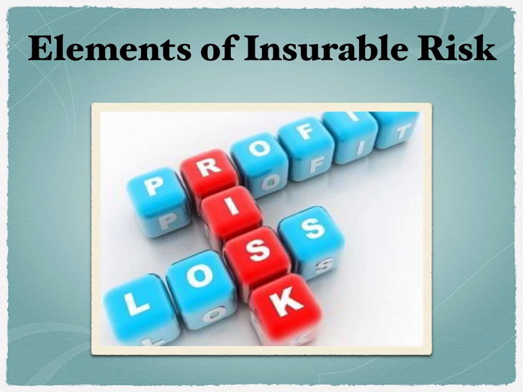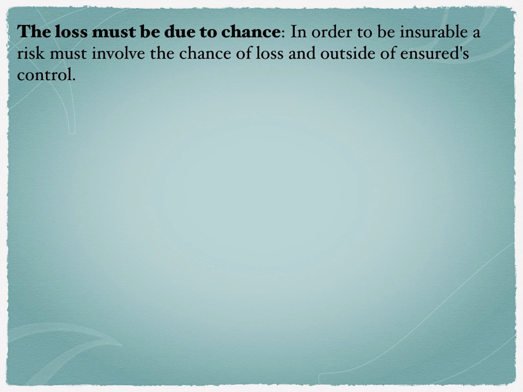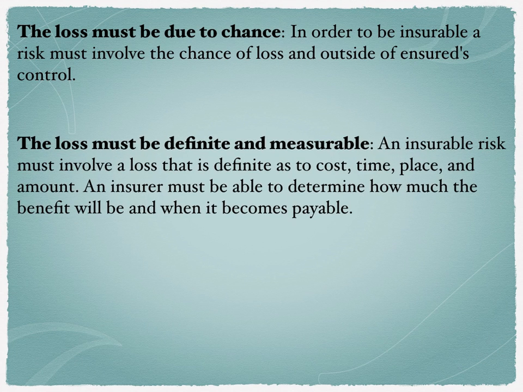Elements of insurable risk. The loss must be due to chance. In order to be insurable, a risk must involve the chance of loss and be outside of the insured's control. The loss must be definite and measurable. An insurable risk must involve a loss that is definite as to cost, time, place, and amount. An insurer must be able to determine how much the benefit will be and when it becomes payable.